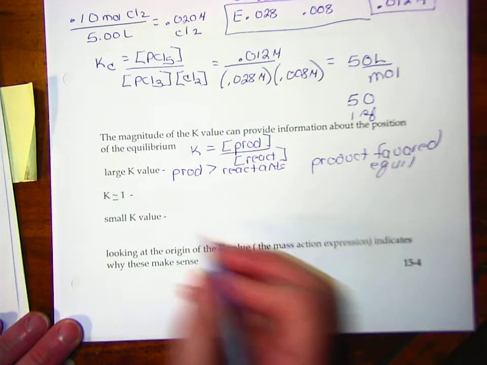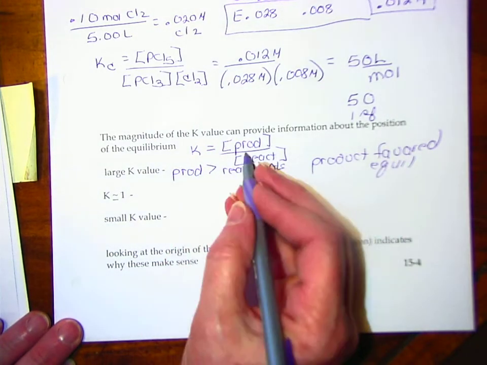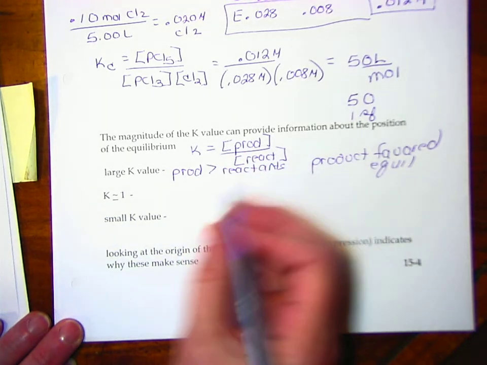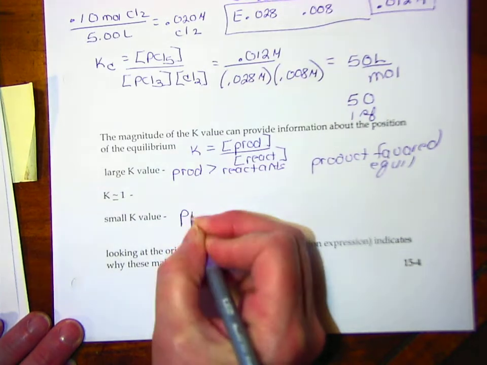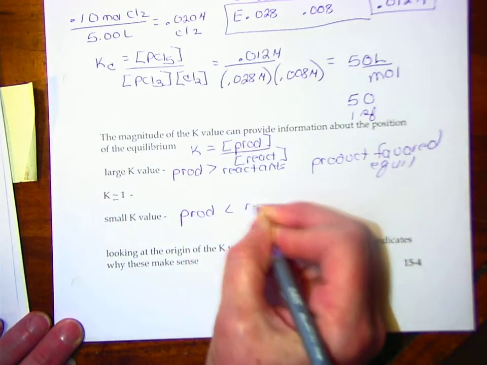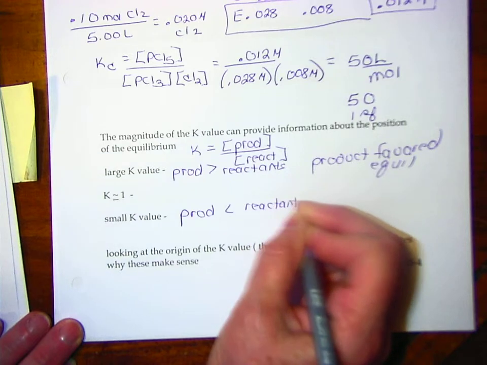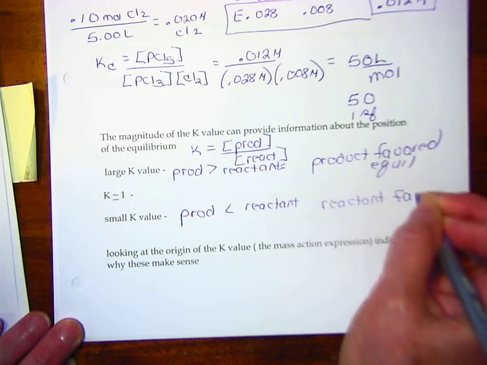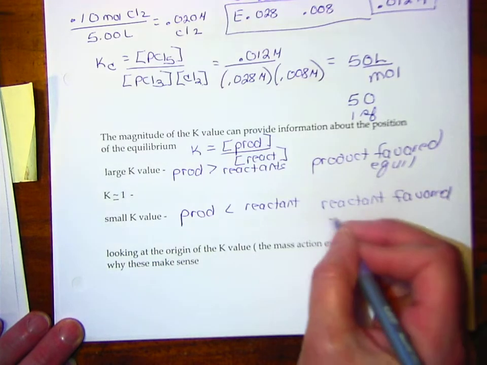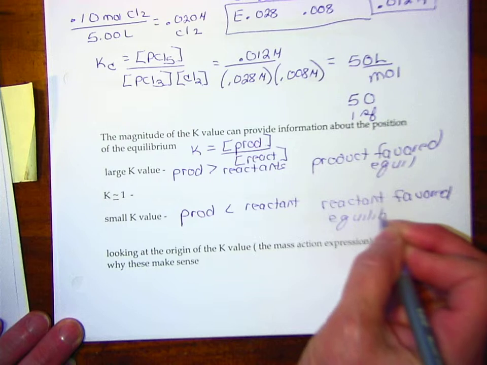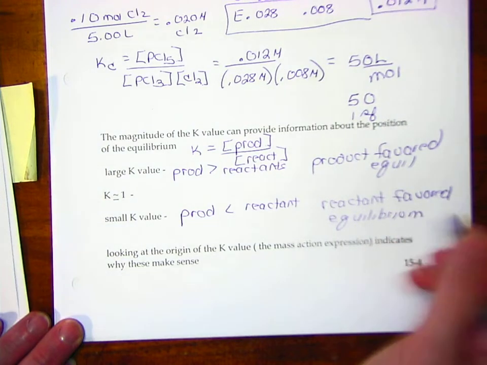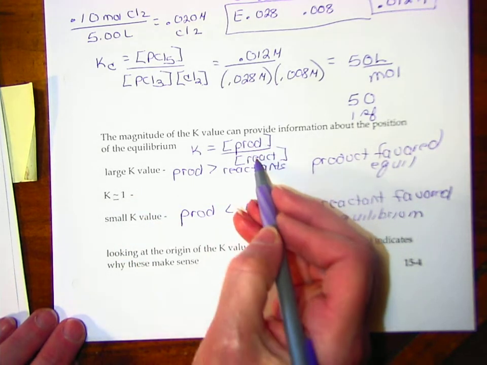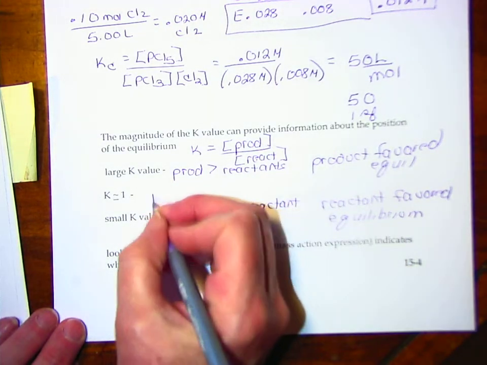When we have a small K value, looking at this, in order for K to be small, the number on the bottom of the fraction has to be bigger, so the products concentration is less than the reactant concentration, so we say that we have a reactant-favored equilibrium. And then when we look at what's in between, we have a K that's about equal to 1. So when K is about equal to 1, the products and the reactant concentrations will be about the same.